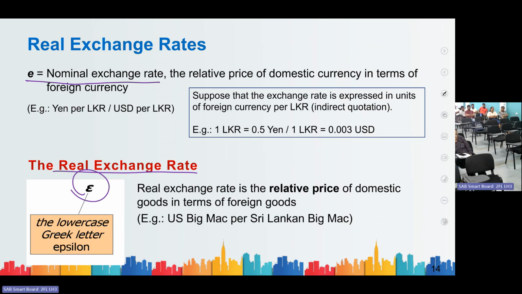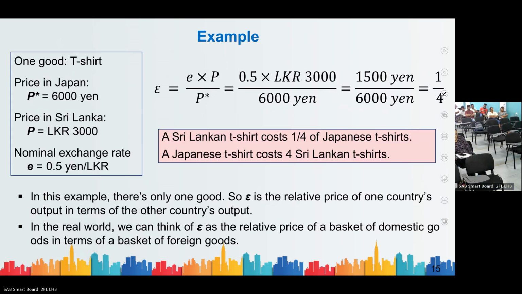Here, for explanation purposes, I'm using indirect quotation. That means the price of one domestic currency unit, one LKR, in terms of a foreign currency. So consider this example only to explain the meaning of nominal exchange rate and real exchange rate. I'm considering only one good, only for explanation purposes.